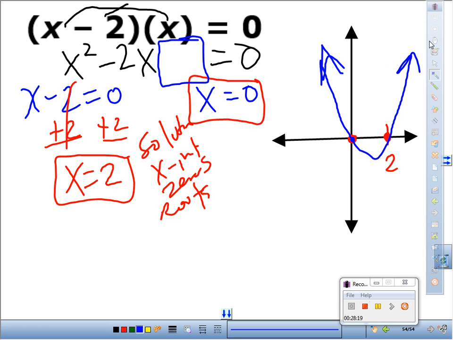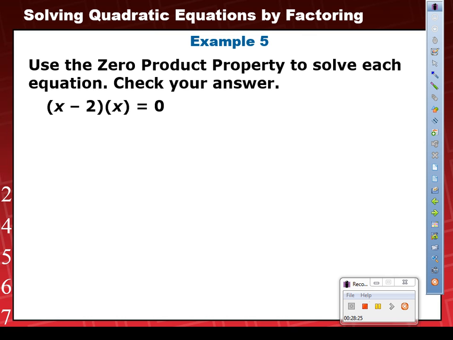So if I was to give you this next one, go, 20 seconds. Because I want to get to the funner one. There's more fun. Example 6, x times x plus 4 equals 0. Go.